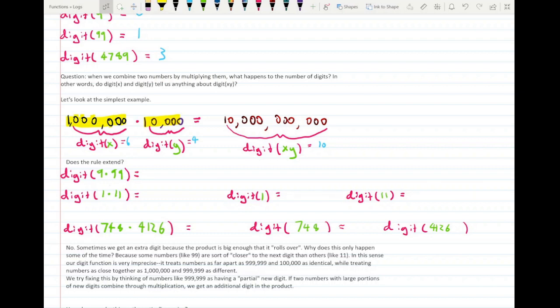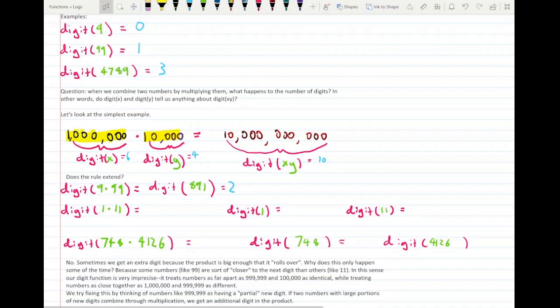Let's take a look. Now, digit of 9 times 99 is digit, I already did this on a calculator, of 891. And that equals the number of digits, so 3 minus 1, and that is 2. Now notice that before we had digit of 9 equals 0, and digit of 99 equals 1. So it's not equal to the sum of the two digits.